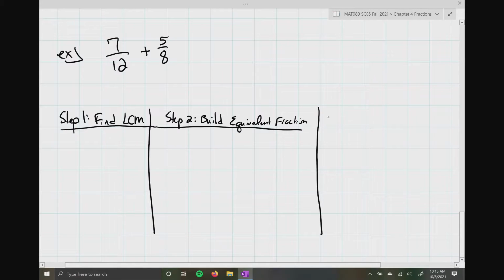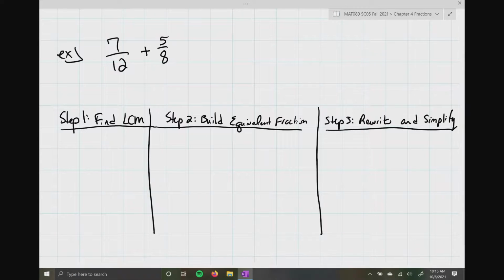And then step 3, we're going to rewrite and simplify. Okay, those are our 3 steps. Now, a long time ago, in a galaxy far, far away, you learned how to do this. However, at least in my experience, it was all smushed together. What I'm doing is just breaking it up.